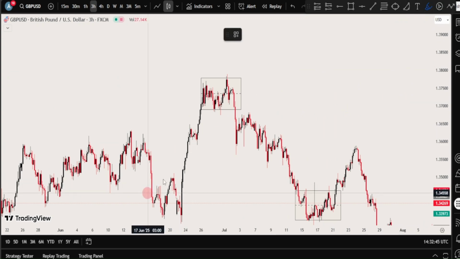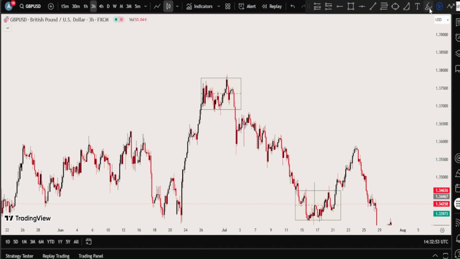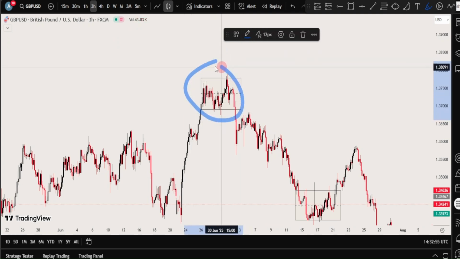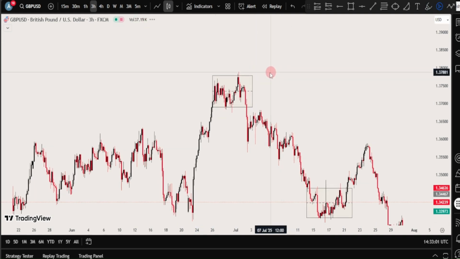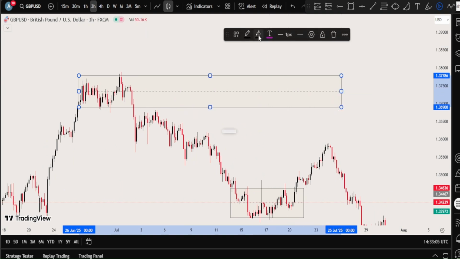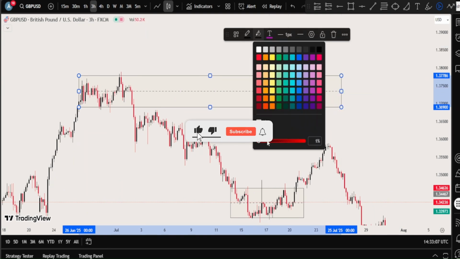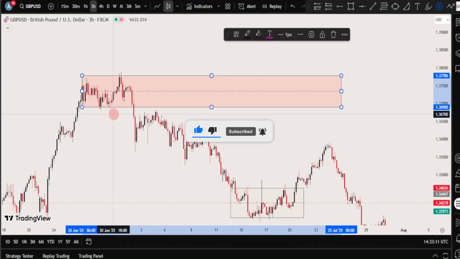Price will form a base like this. You can see there was a push up, and price formed a base before the drop. This whole area here is the base before price dropped. So what do you do? You take the zone, that is the zone that created the base, and you extend the zone like this. Let me deepen this line right here. You extend the zone like this.